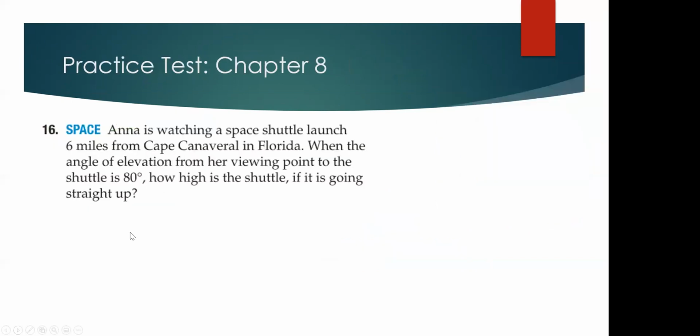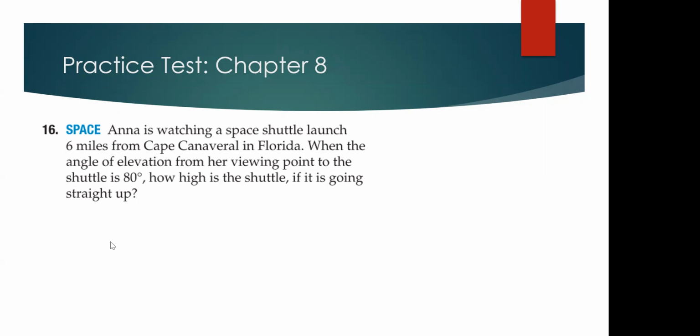So then you have another problem here. It says Anna is watching a space shuttle launch 6 miles from Cape Canaveral, Florida. And the angle of elevation from her viewing point to the shuttle is 80 degrees. How high is the shuttle if it is going straight up?